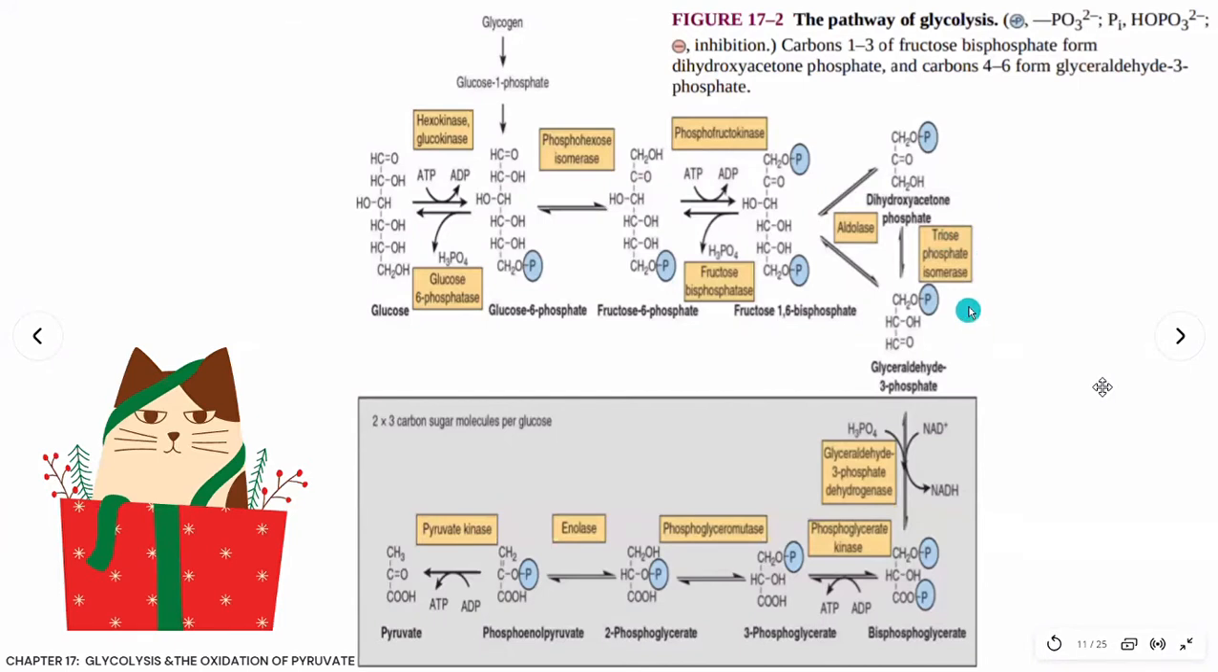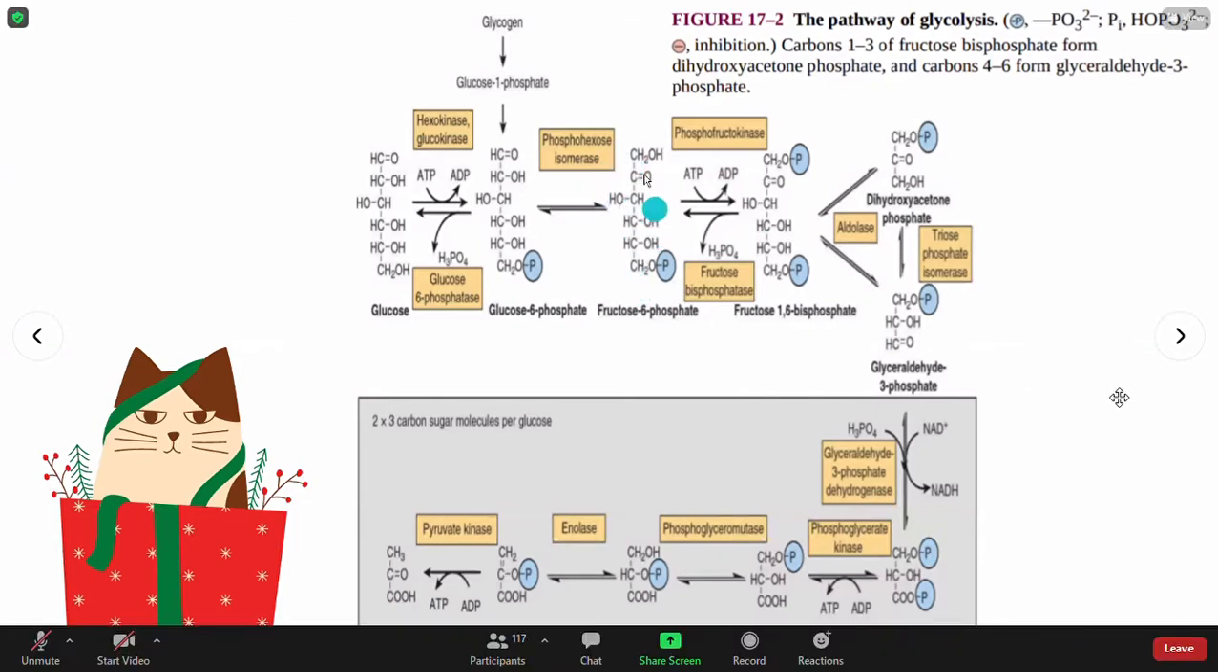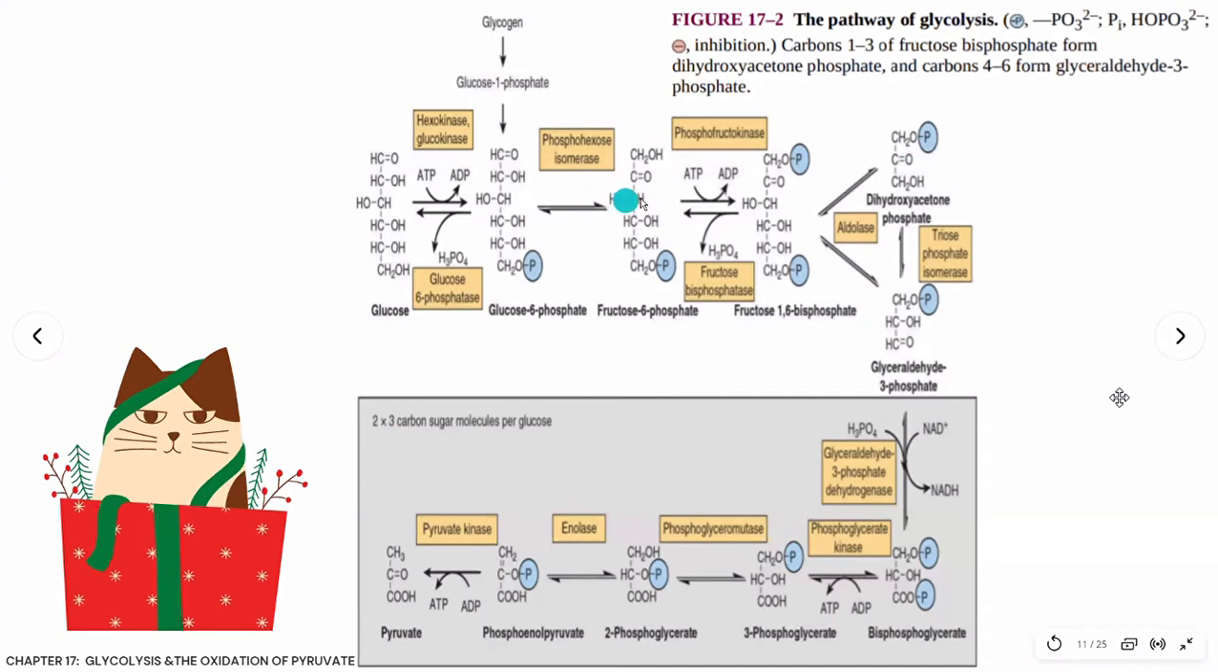Now, you look at this. This is carbon 6, this is carbon 1. When it is your fructose 6-phosphate, see, where is the double bond? There. All right. So actually, you will have two of this that will go to the next reactions.